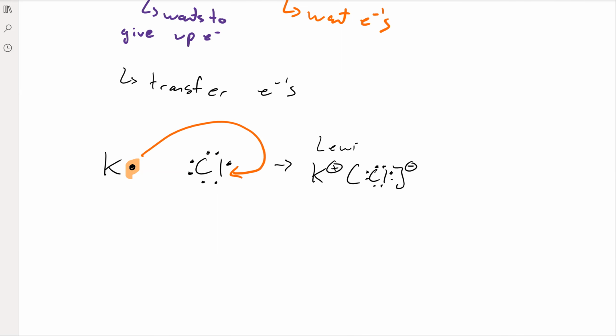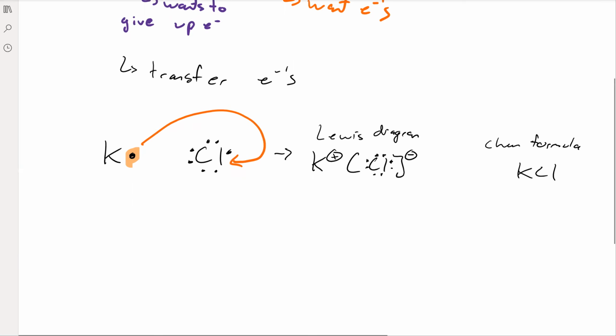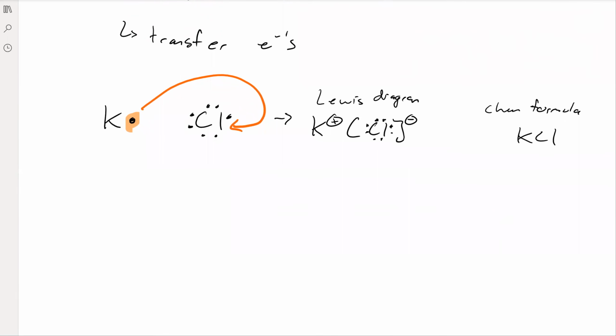This is what's known as a Lewis diagram, and we're showing the electrons. The chemical formula would simply be KCl, right? We've got 1 potassium for every 1 chlorine. And both of these have a filled valence shell, right?